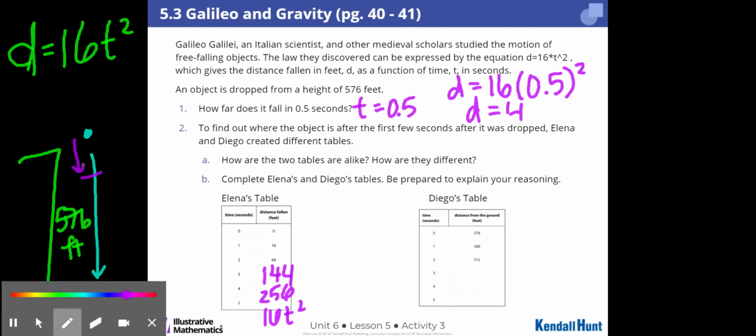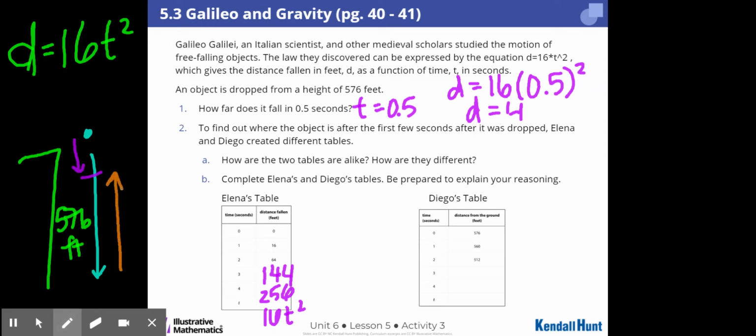Okay. Now, Diego thought about it a little bit differently. Diego thought, hey, if we've gone down 16 feet and I take 576 minus 16, I have 560 left. So that's the distance up, right? If I've gone down 16 feet, I still have 560 here. You see the difference there? Elena's thinking about the distance from the top, where Diego's thinking about the distance from the ground. And so he's taking this number and subtracting it. So 576 minus 64 gives you 512.